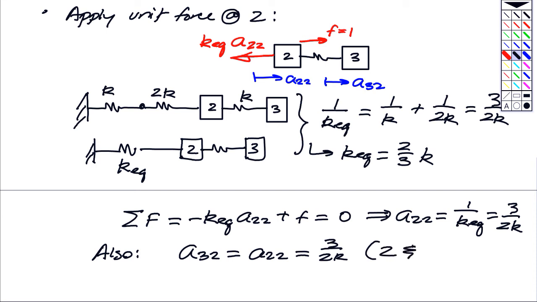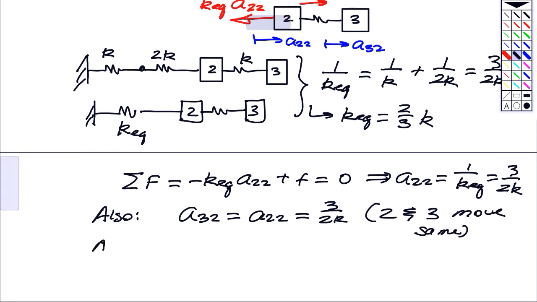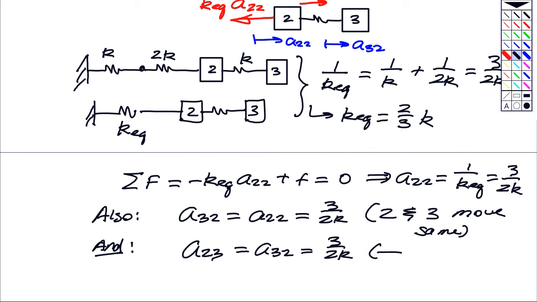2 and 3 move the same. And by reciprocity, what we have here is that A23 is the same thing as A32, which we just found. So we now have 8 of the 9 terms.